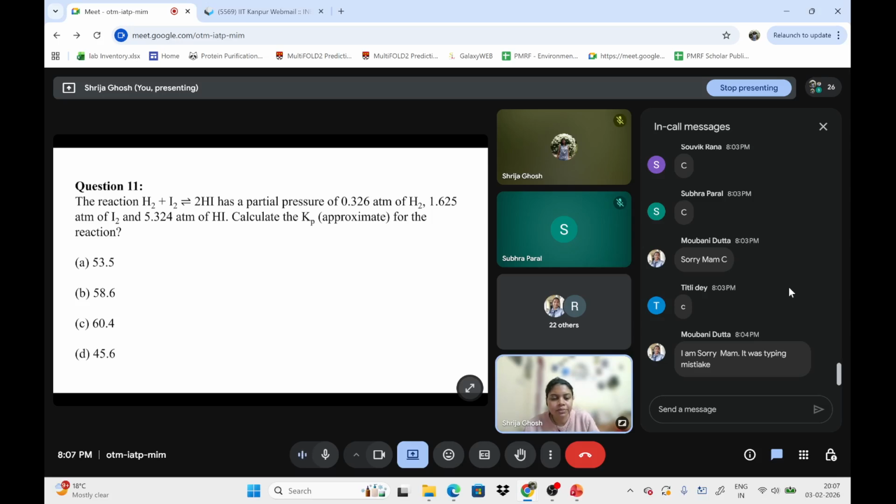So Kp will be, how will we define Kp? Kp would be defined as the partial pressure of HI raised to the power of 2, because the stoichiometric coefficient of HI is 2, divided by the partial pressure of H2 multiplied by the partial pressure of I2. So all the values are given, just replace the values there and calculate Kp.